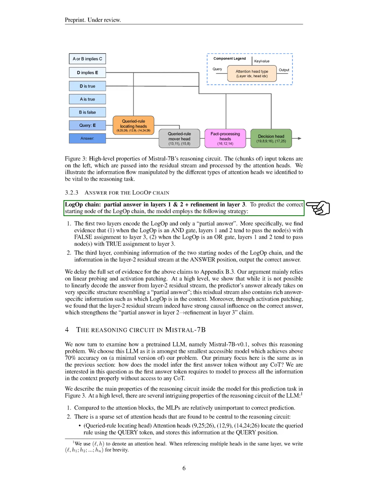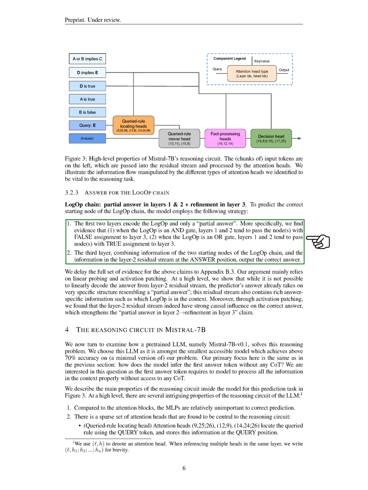Next, we address the log-op chain, where we find that the first two layers provide a partial answer, and the third layer refines this information. To accurately predict the starting node of the log-op chain, the model follows a specific strategy. The first two layers encode the log-op but only deliver a partial answer.